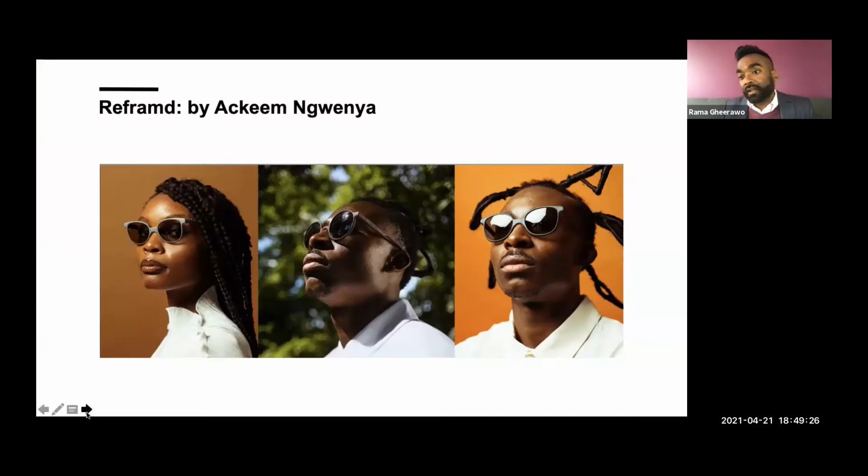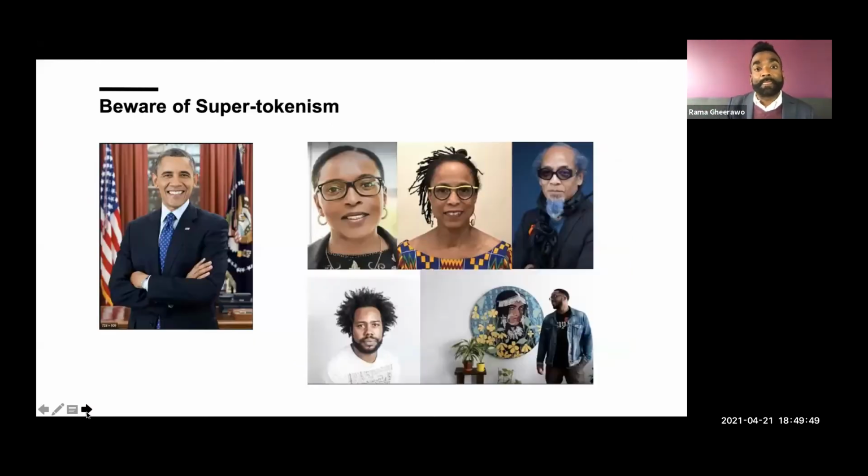A very simple example of why race matters. This is a company run by one of the Royal College of Art graduates, Akeem, and he is from Nigeria and realized that glasses aren't built for the African features. So his company is all about reframing these things for the African face.